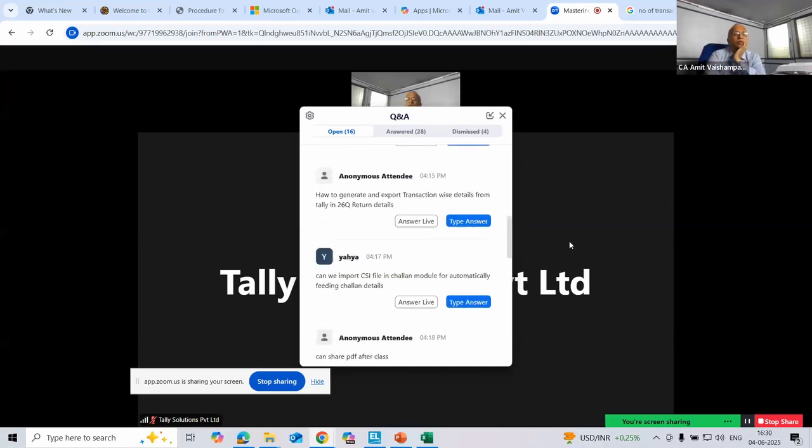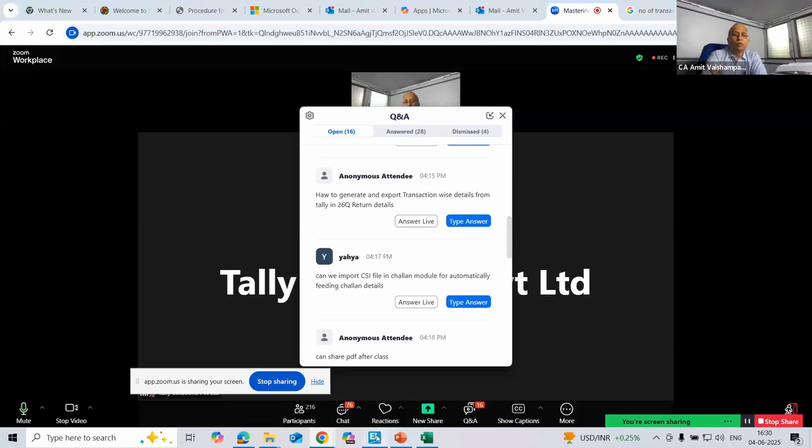This is for C solutions questions. How to generate and export transaction wise details from Tally in 26Q return details. Okay, this is the same. You go to Tally.